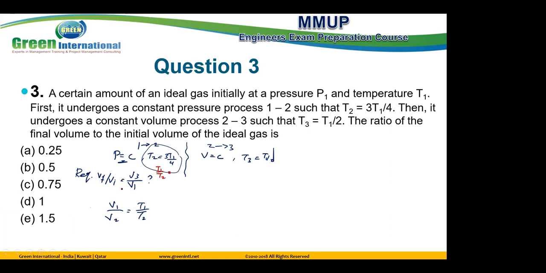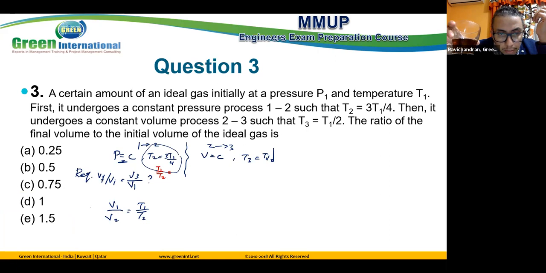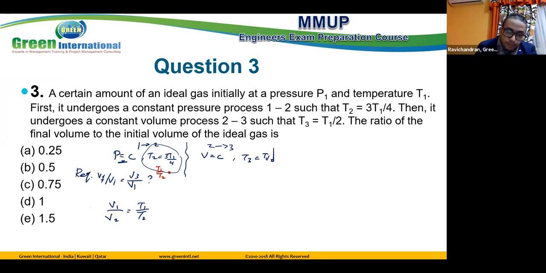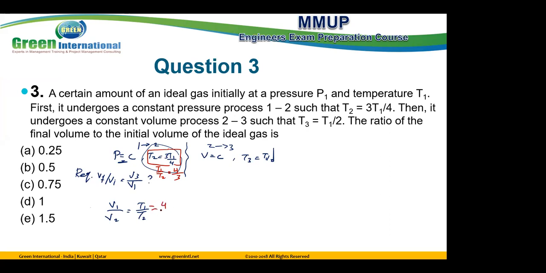Which is that? What is required is the final volume VF by V1, the final volume to the initial volume. Ah, okay, you mentioned final and initial. T1 by T2 we can get from here. This one up, this one down. So 4 over 3. Sorry, Doctor, sorry for the interruption.